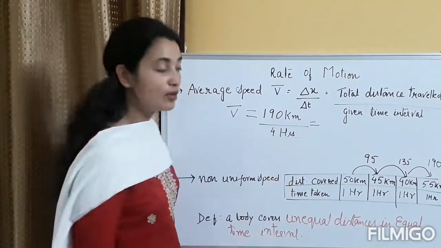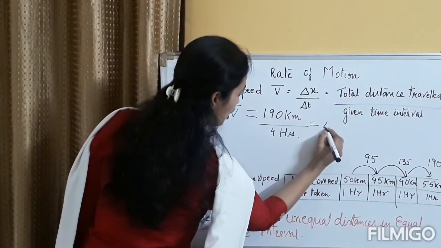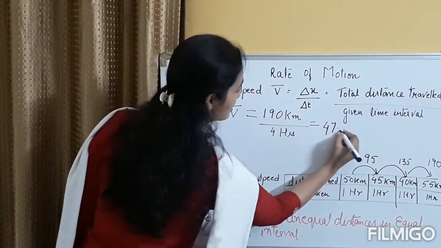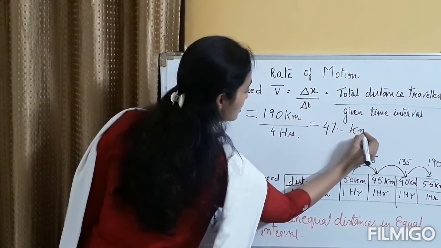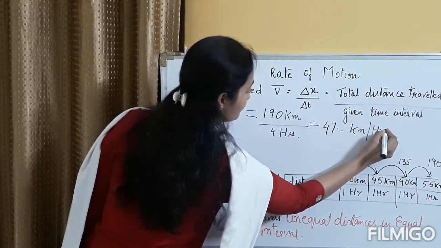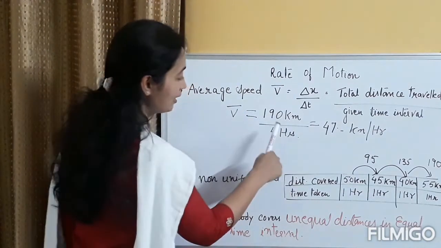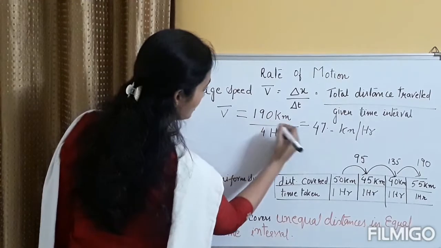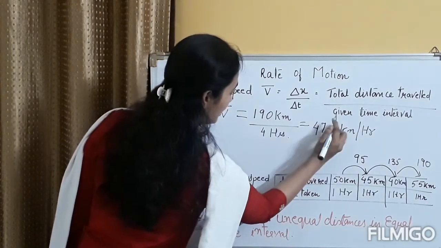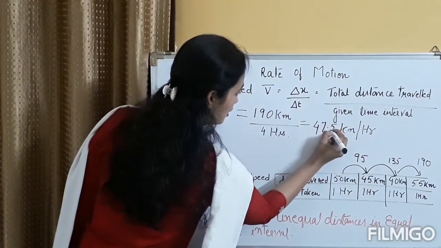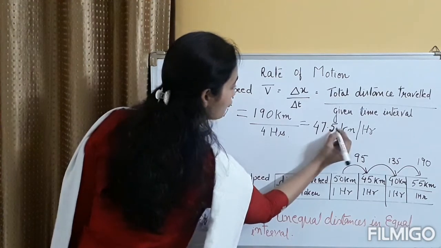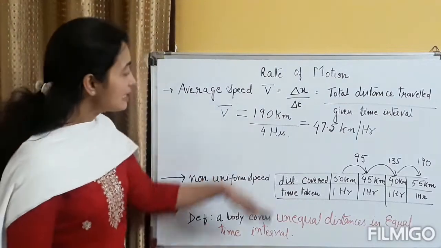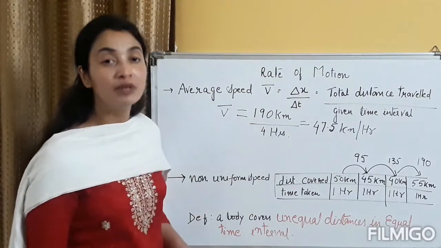So what is the answer we are getting? We are getting approximately 47 point some value kilometers per hour. So this is 190 divided by 4, which is 47.5 kilometers per hour. What is this? This is the average speed with which the vehicle moved.